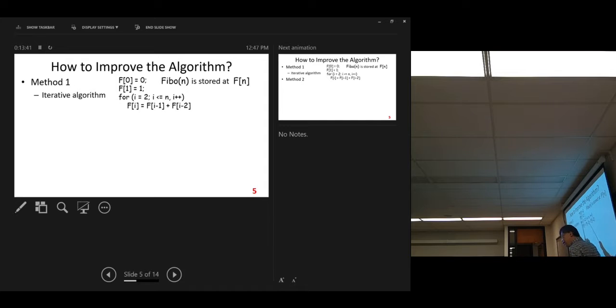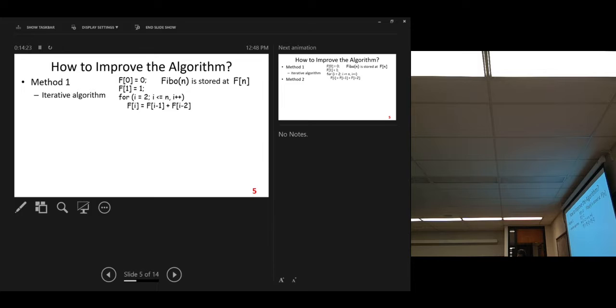So the code is like this. Your initial values are like that. Then when you calculate Fibo of a higher number, you always use the Fibo of lower numbers. They're already known, right? Because you calculate all the way up. You know the Fibonacci numbers of relatively smaller size, and you use them to find the one of the current size.